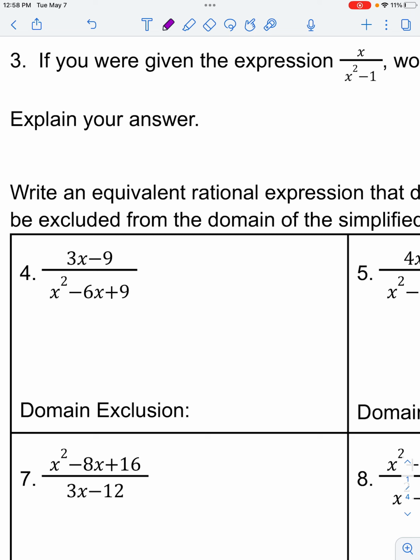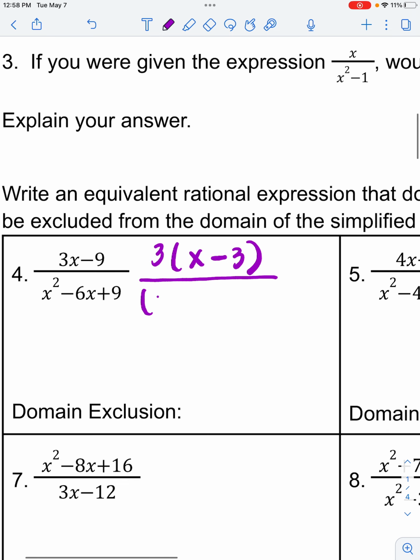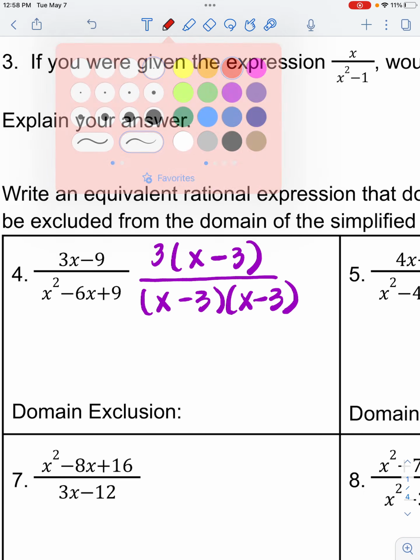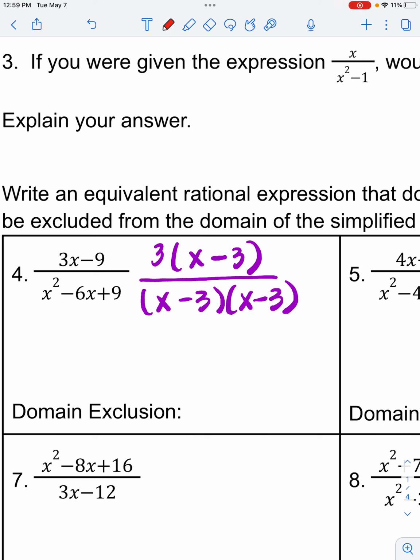So if I factor number 4 by GCF, I take out a 3 and I'm left with x minus 3. And in the denominator, I can factor this into x minus 3 times x minus 3. So right away, I know that the domain exclusion is going to create a vertical asymptote at x equals 3. So everything is going to be true from negative infinity to positive infinity except the number 3.